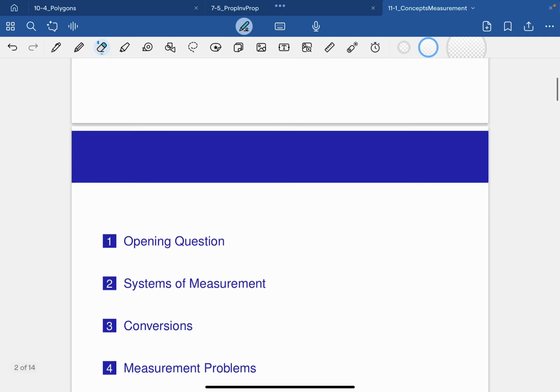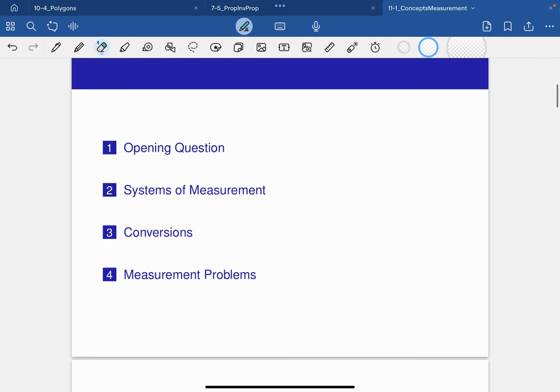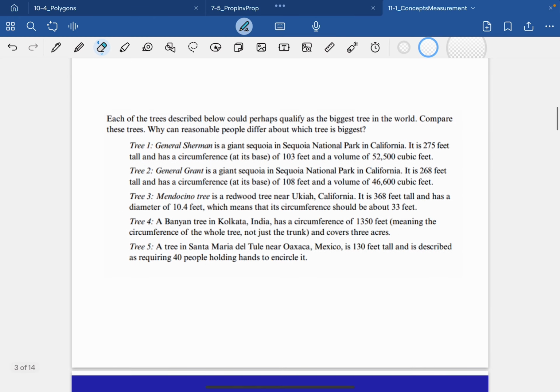So I'd like to go over an opening question, talk about the two systems of measurement, then do a brief discussion of conversions, and then give you a few measurement problems to think about after having read the chapter. So here's the opening question.